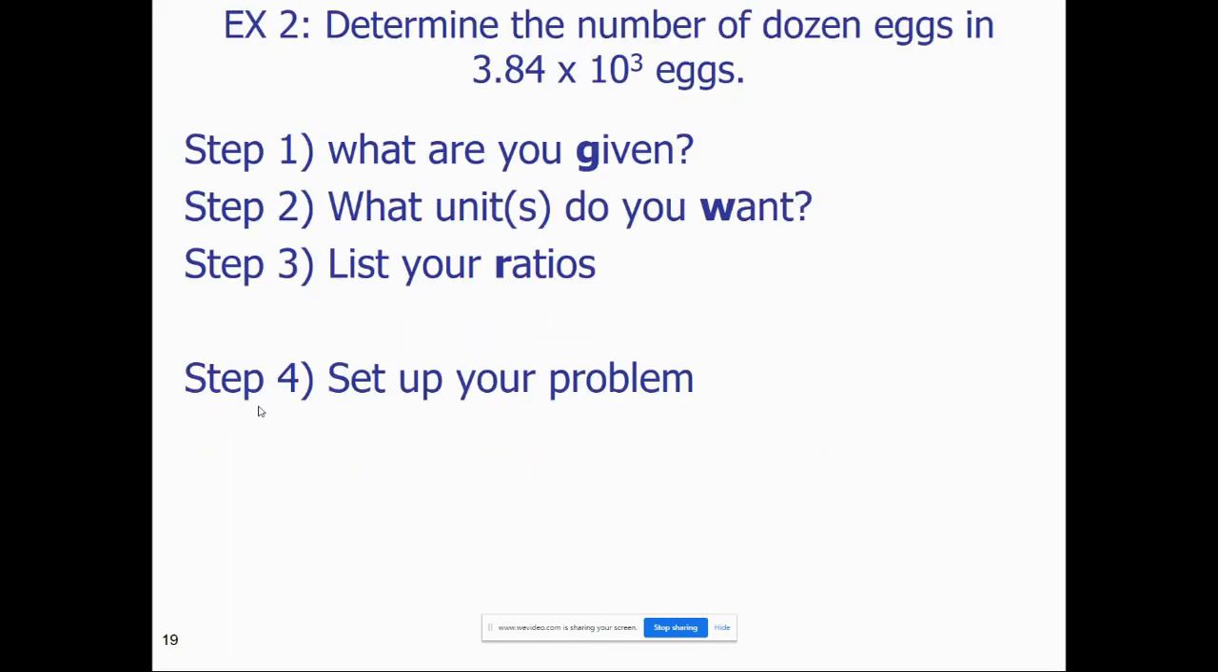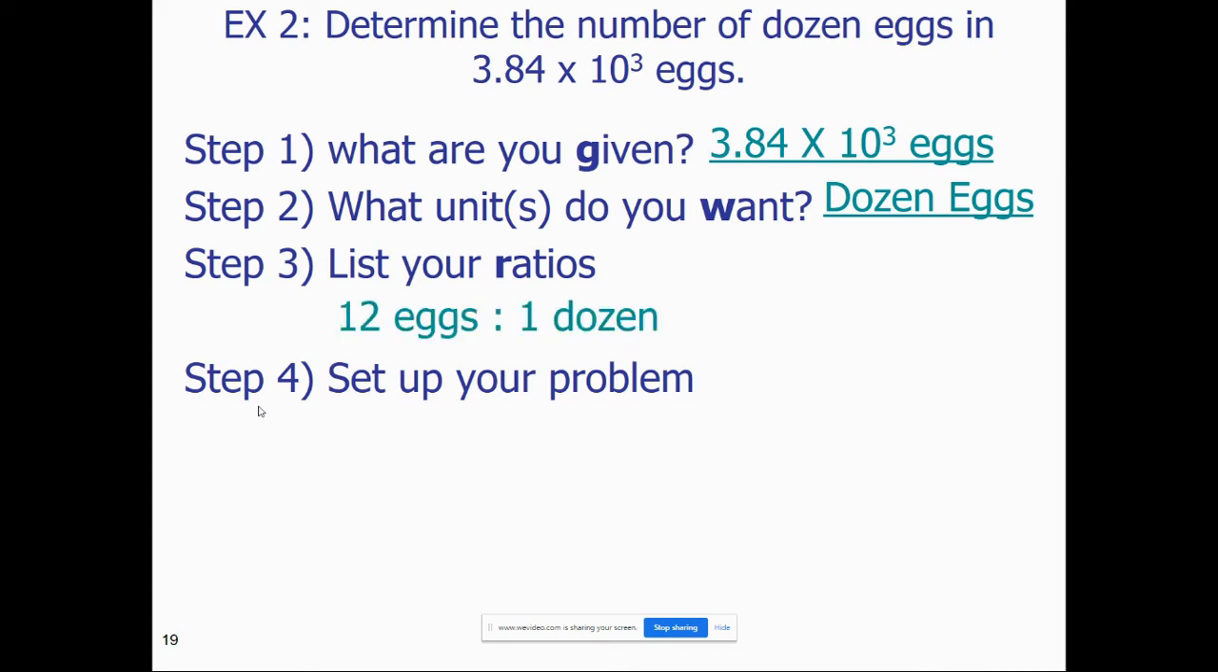Okay. So now let's do another problem. Determine the number of dozen eggs in 3.84 times 10 to the 3 eggs. Oh, look at that. You're going to have to use scientific notation with your calculator. So let's do an example. What are you given? What you're given is the number of eggs. What unit do you want? You want dozen eggs. If I'm doing this on paper, I like to circle where I'm starting, my given, and put a little box around where I'm headed. Okay, we're going to list our ratios. We know just from life that 1 dozen is equal to 12 eggs.